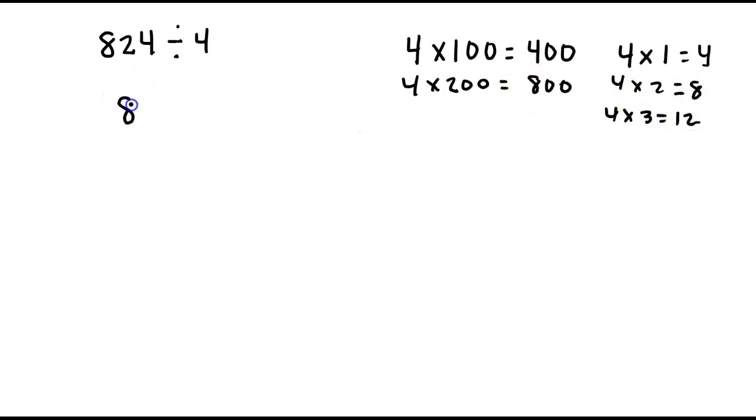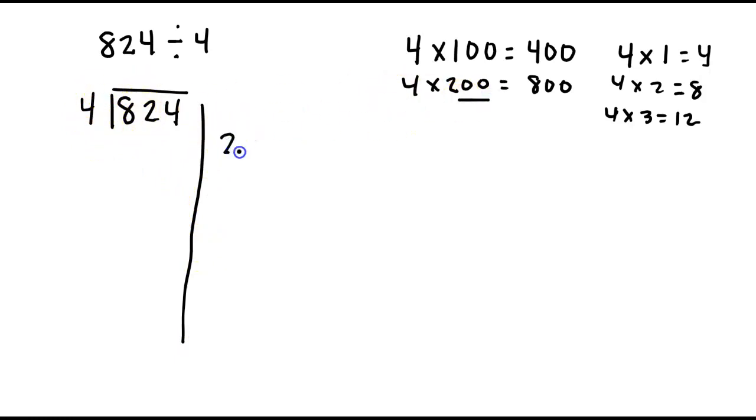So now I'm going to rewrite this and make it into the proper form. Okay, so I know that 4 can go into 824 200 times. I'm going to start with that, 200. And I know that's 800. When I subtract, I get 24.